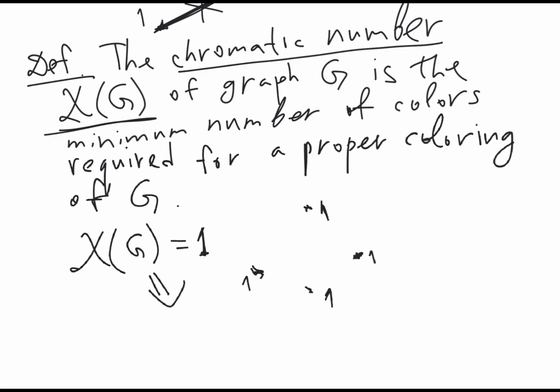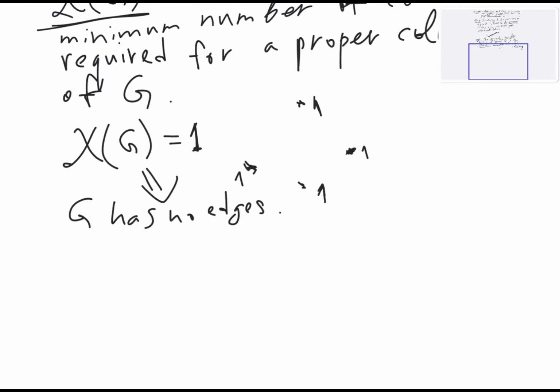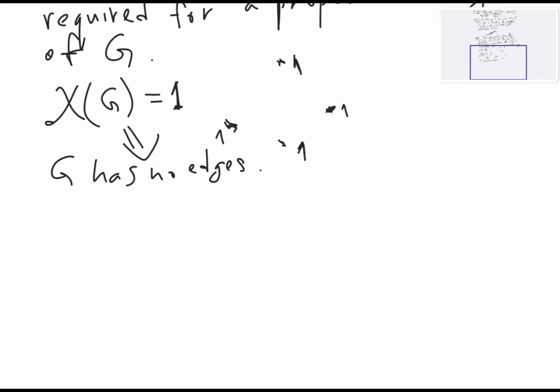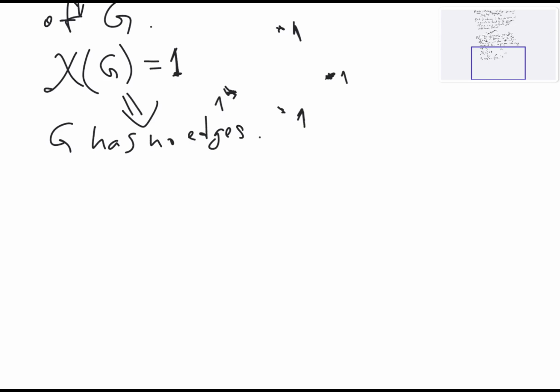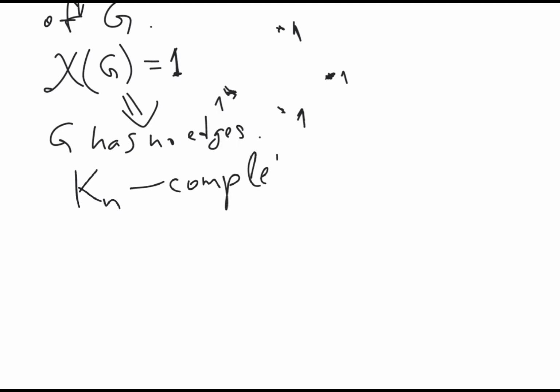So if χ(G) is equal to 1, it follows that the graph G has no edges. Another, opposite case is when the graph is complete. A complete graph on n vertices is denoted by Kn.